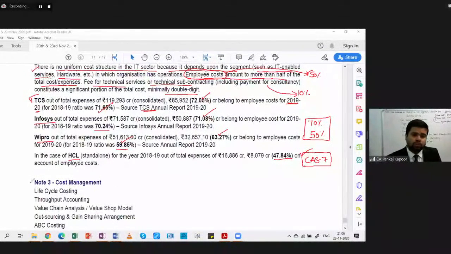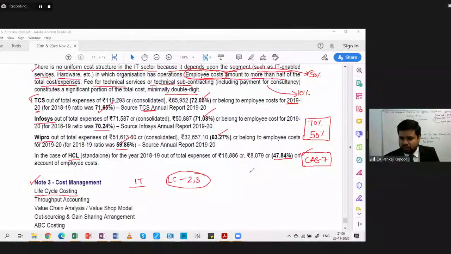So what are the cost management techniques available? The first cost management technique is life cycle costing. Why? Because we mentioned that IT is dynamic. The life cycle is small, it's not very large, it's 2 or 3 years. Any technique does not survive more than that. No doubt some techniques last 10 years or longer, but still life cycle costing is very much essential in the IT sector.